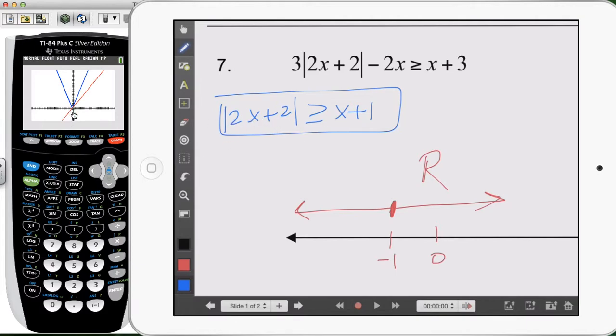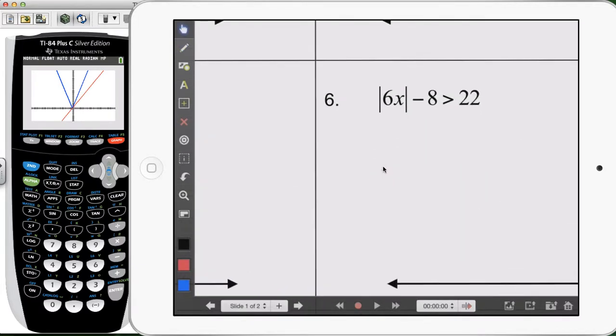As you can see, the whole V is above the line. So your solution is going to be the whole thing, and that's why it's infinite solution. It's all of it. So you can say you have an infinite solution, or you can say x belongs to R. It means it can be any real number. So this is number 7. Okay, now let's move on to number 4.